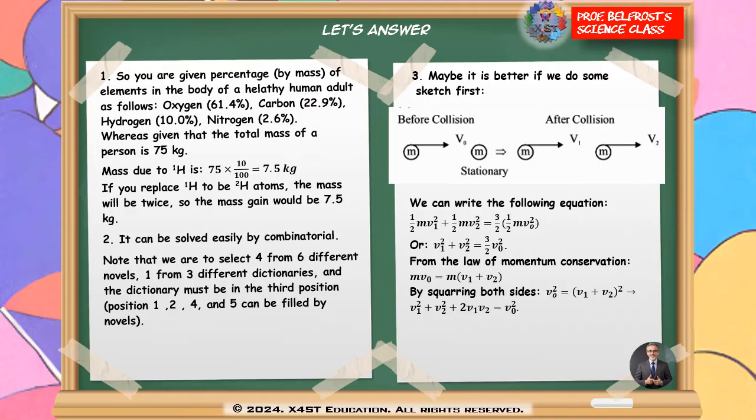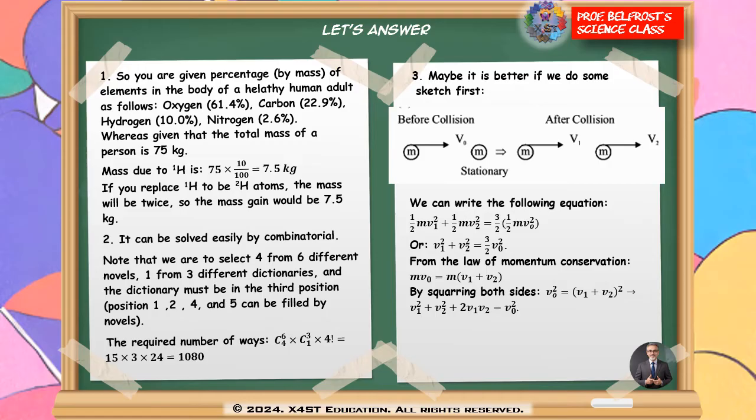Now, number two is mathematics. You are about to arrange books, novels and dictionaries. So we have six different novels and three different dictionaries, and you are assigned to select four from six different novels and one from three different dictionaries. The dictionary must be placed as shown, okay?